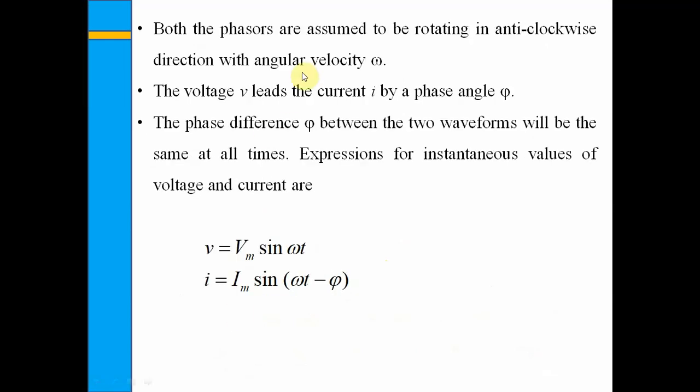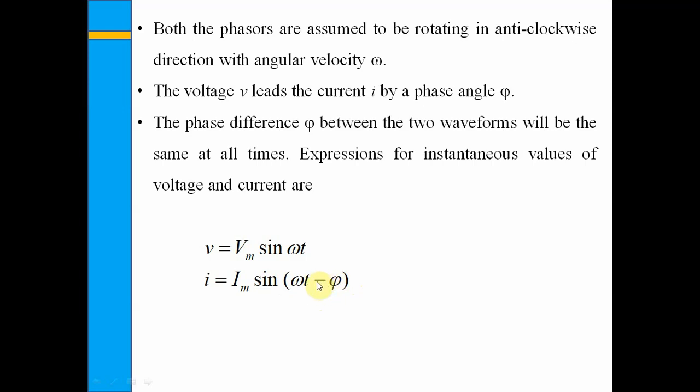Both the phasors are assumed to be rotating anti-clockwise with an angular velocity omega, and the voltage leads the current, or the current lags the voltage, by an angle phi. The phase difference phi between the two waveforms will be the same at all times, and the expression for the instantaneous values is obtained as v = Vm sin omega t and i = Im sin(omega t - phi).